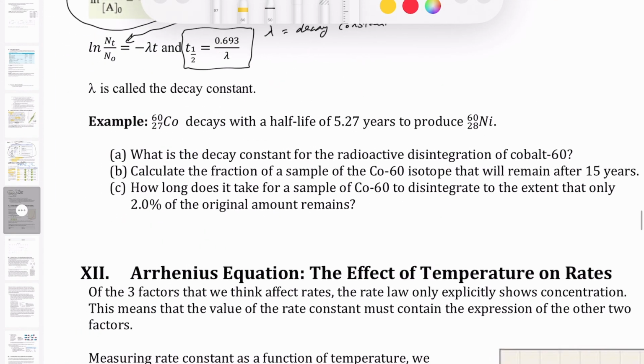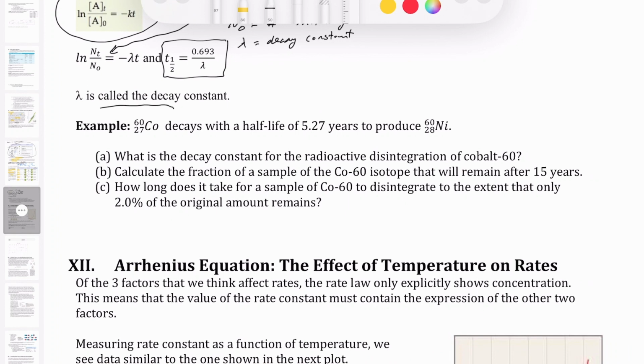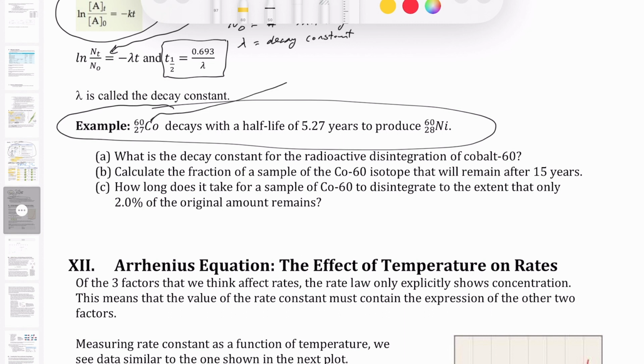What I'm going to do is just work through a problem here about radioactive decay, but then we're going to analyze it using that first order kinetics, okay? So it says here that a cobalt-60 isotope is decaying with a half-life of 5.27 years, and then it ends up producing a nickel isotope as a result, and then it's asking you a number of questions, so we're going to go through and analyze.